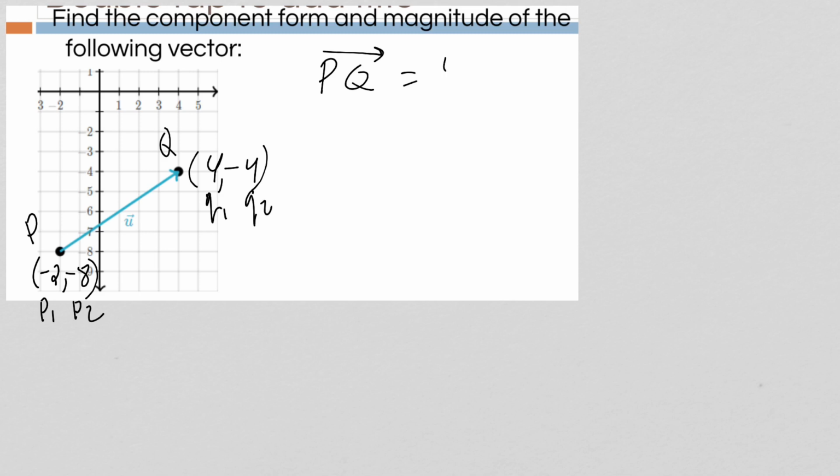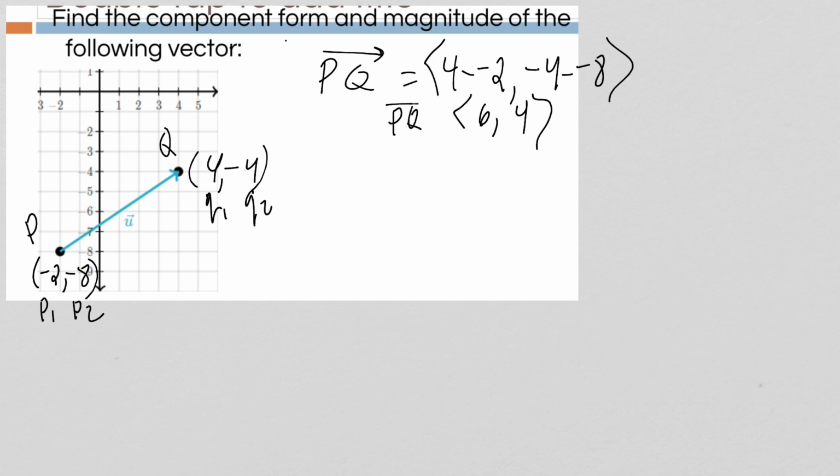So I'm going to do 4 minus -2. And then for this one here, I'm doing -4 minus -8. So I get 6, comma, and this comes out to be 4. So 6, comma, 4 is the component form, 6, 4.